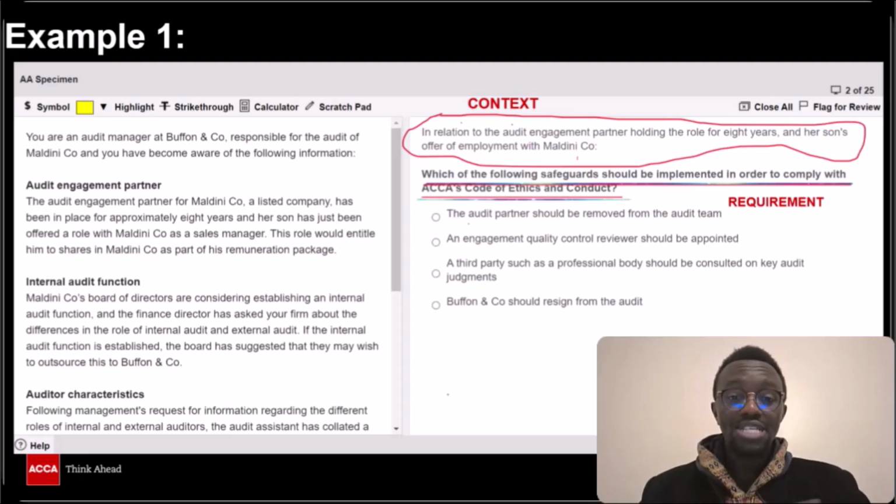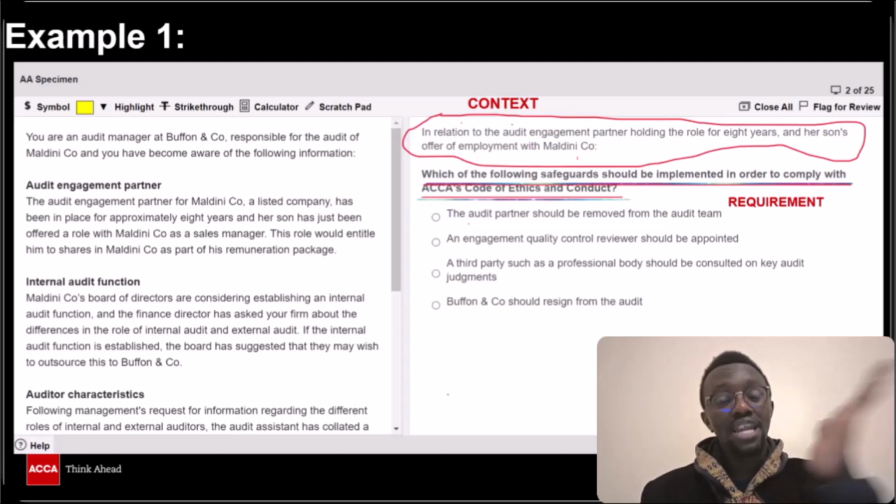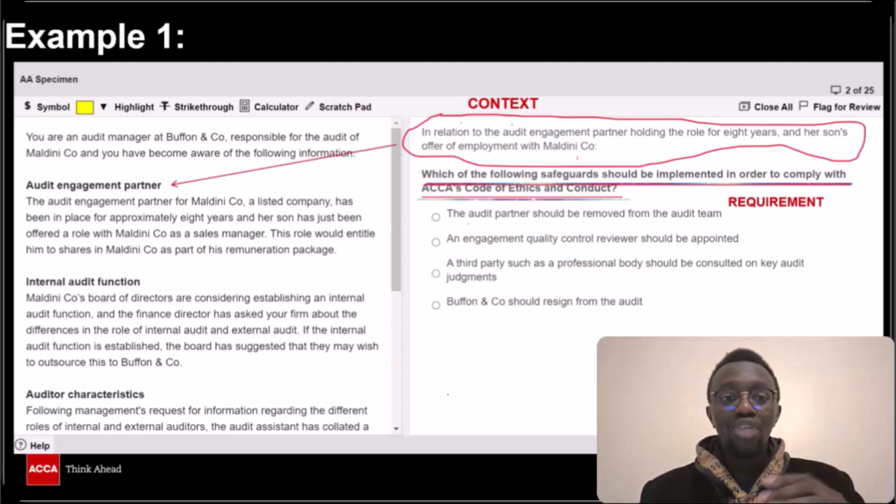The requirement is asking me which of the following safeguards should be implemented in order to comply with the ACCA's Code of Ethics and Conduct. Now, as you can see here, we've been given the context of the engagement partner and her son. So I know that could probably be that first paragraph there.